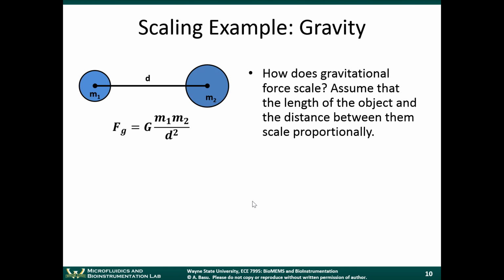So a scaling example with gravity. So the question is, how does gravitational force scale? Assume the length of the object and the distance between them scale proportionally. So what I want you to do is do the same thing that we did earlier with the surface area to volume of the cube. For each one of these items, find out, does it scale as, we have G m1 m2 over d squared. This is the law of gravitation. So we figure out the units for each one of these guys, and then we can figure out how the force scales. So shall we do that real quick? Go ahead and try it.